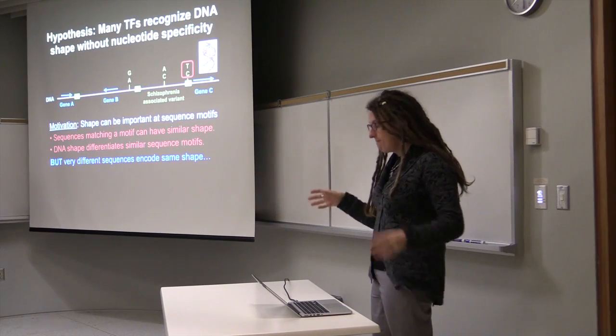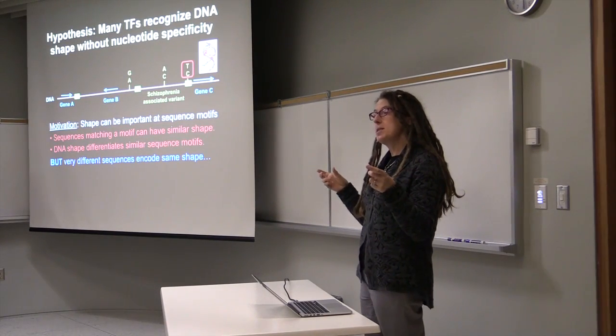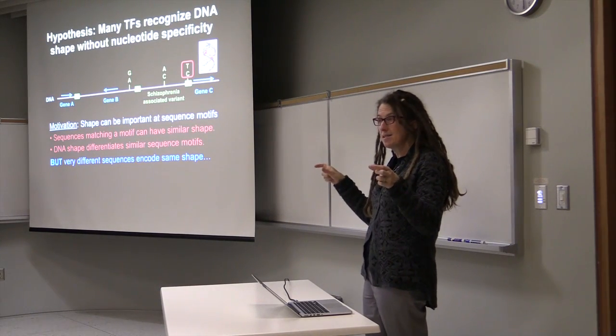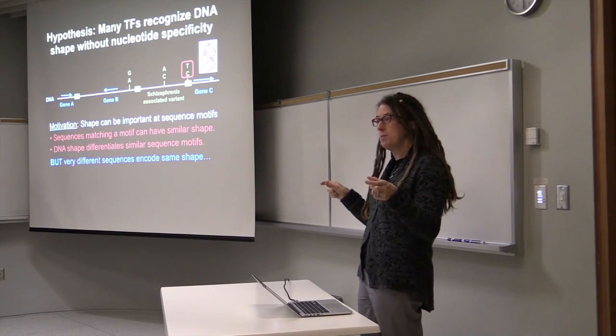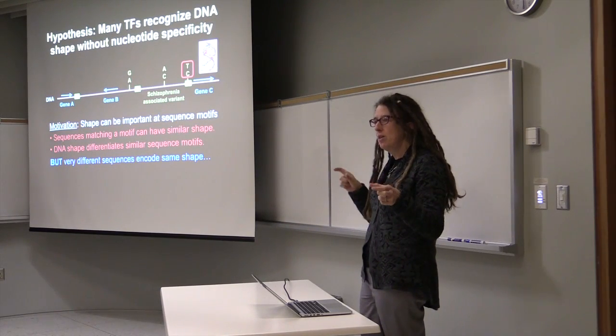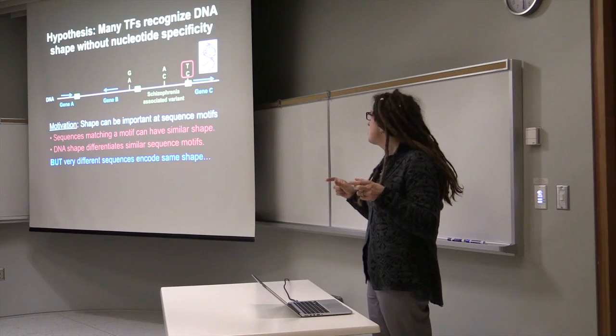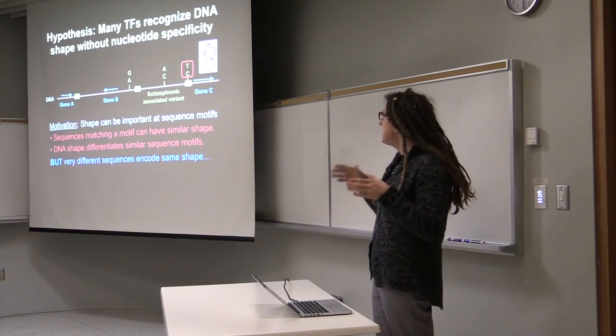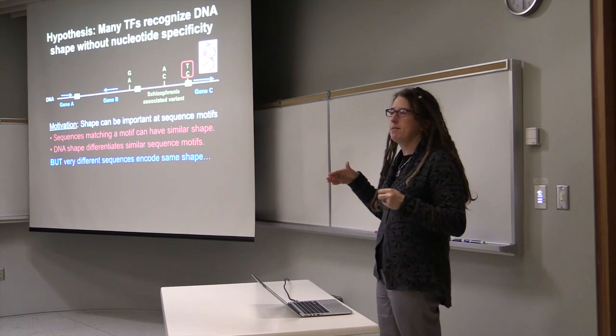And also, when you have families of transcription factors that bind similar sequences but do not bind in the same place, so it looks like they ought to bind each other's binding sites, shape features can distinguish those binding sites. So shape is clearly important, at least for some transcription factors, in the context of sequence motifs.